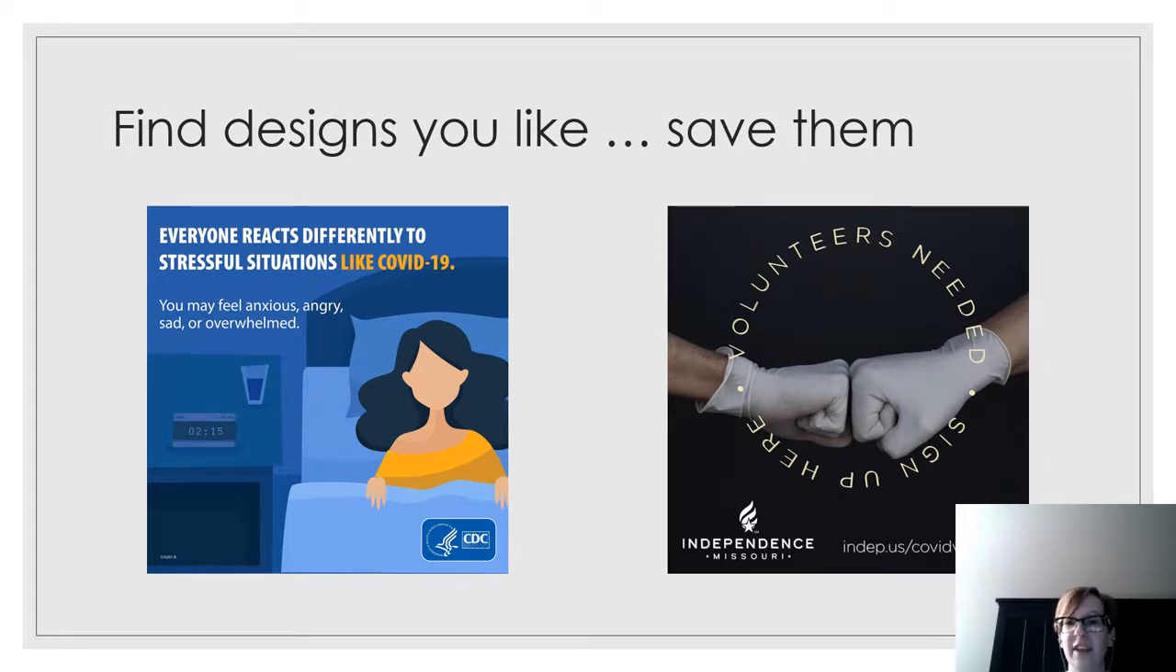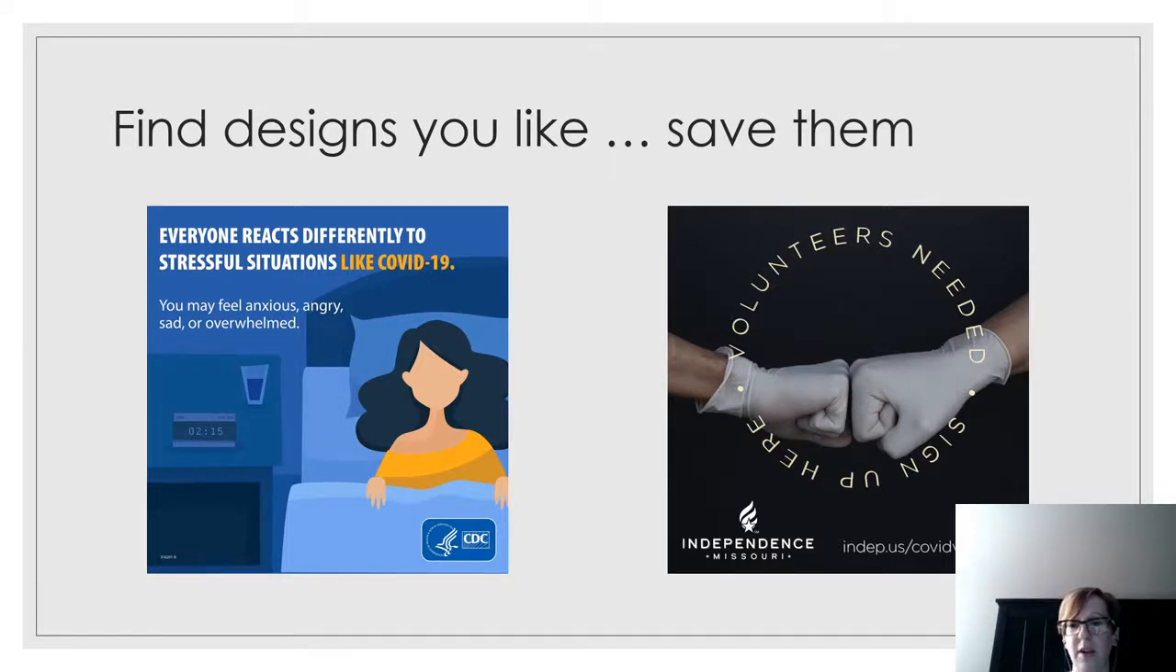So here's a couple of designs, one that we created for our city and the other that was recently done by the CDC, that are very simple but impactful and a good place for us to start for future events or messages or anything along those lines. You can see that they also have very little text on them.